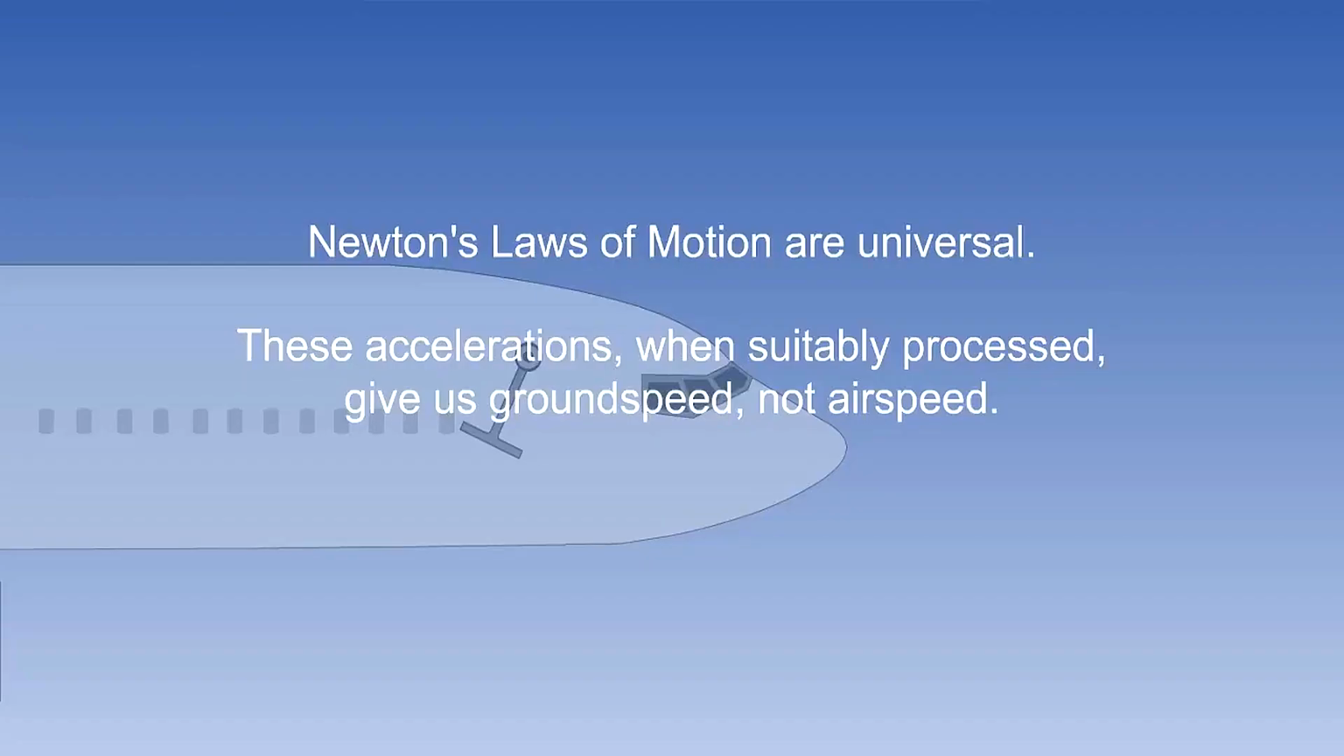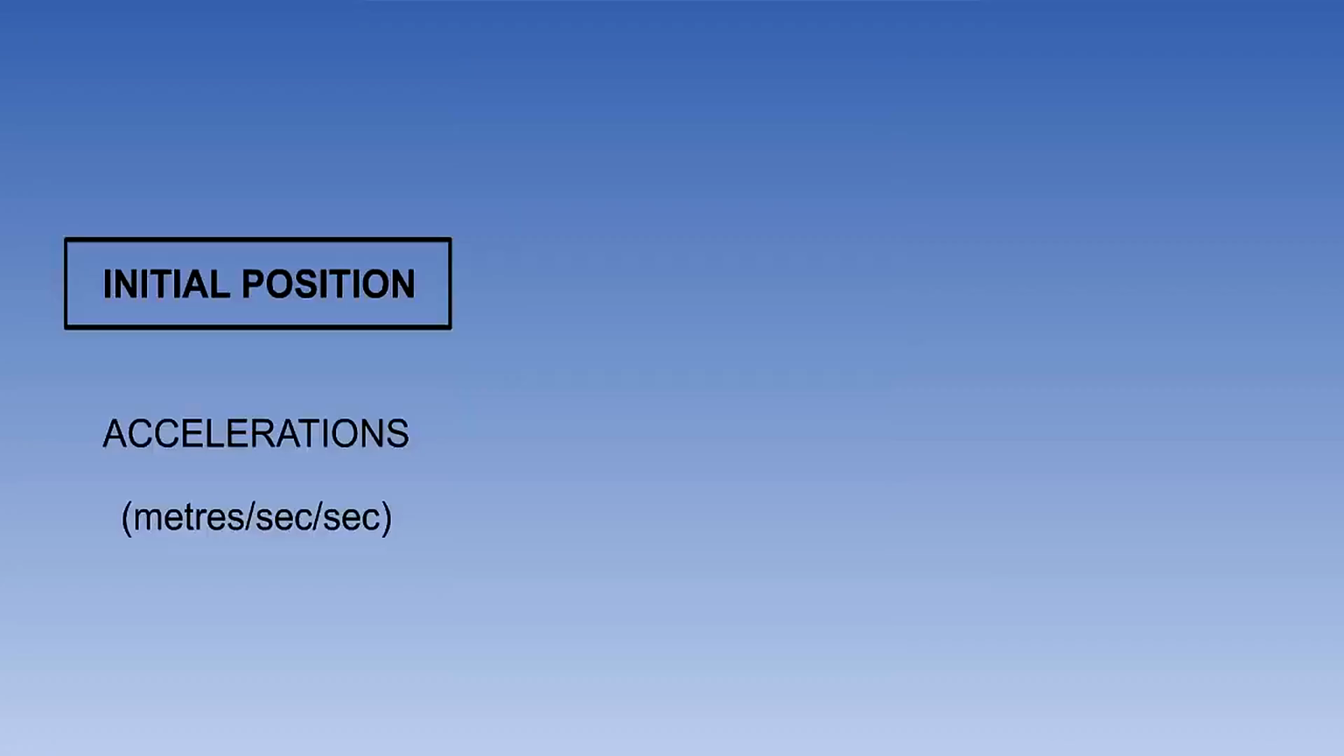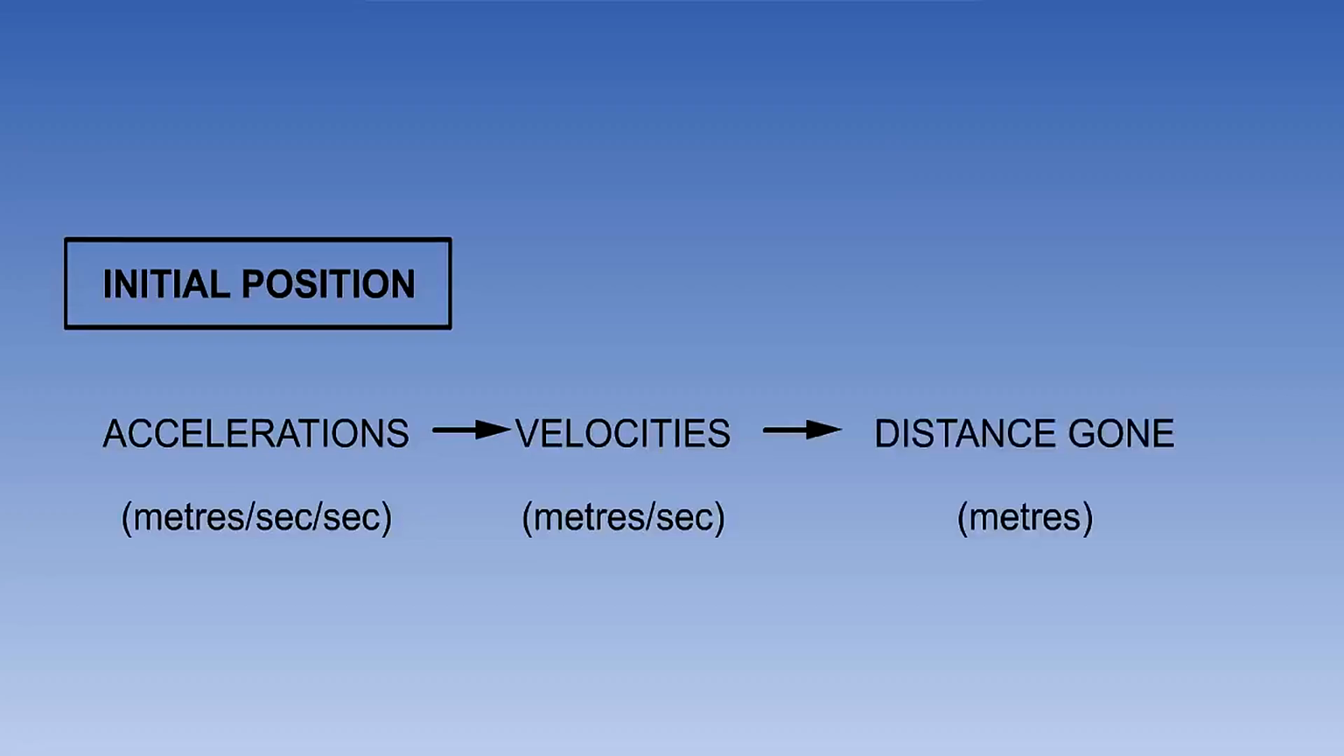Therefore, the acceleration, when suitably processed, gives a measurement of ground speed, not air speed. By knowing where we were when we started and adding up how far we have gone, we can work out where we are now, rather like the odometer of a car. It is not enough to simply measure accelerations. They have to be converted firstly into velocities and then secondly into distance gone in order to find the new present position.